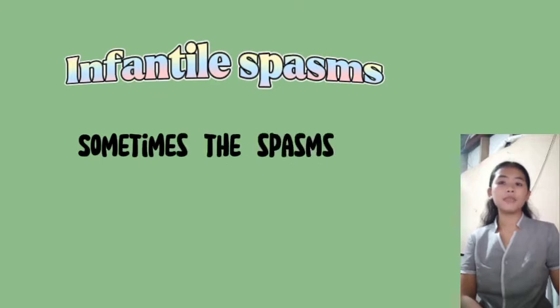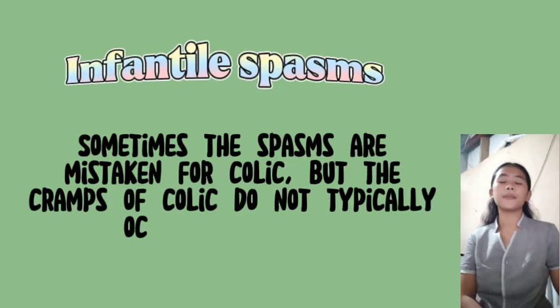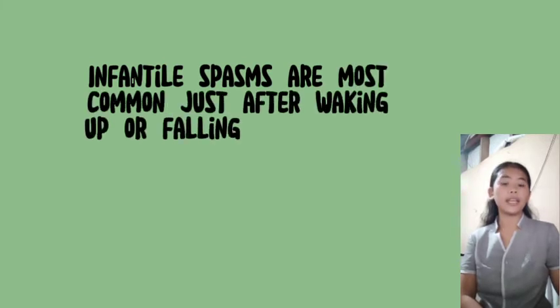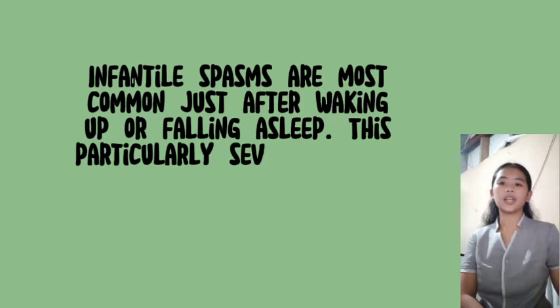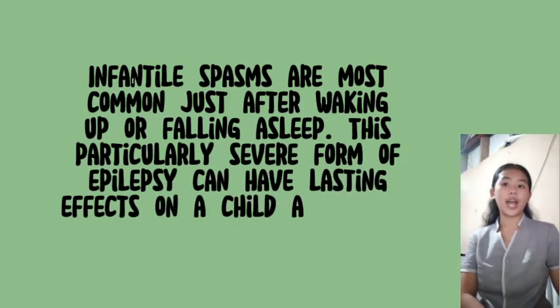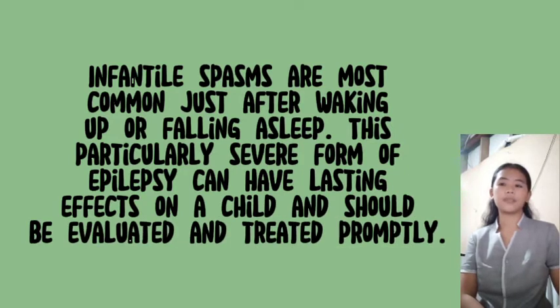Sometimes the spasms are mistaken for colic, but the cramps of colic do not typically occur in a series. Infantile spasms are most common just after waking up or falling asleep. This particularly severe form of epilepsy can have lasting effects on a child and should be evaluated and treated promptly.